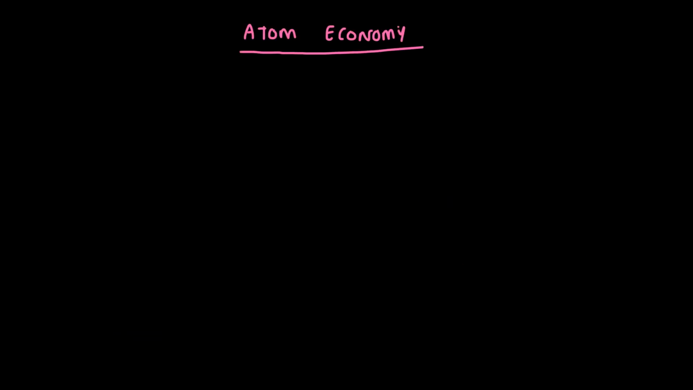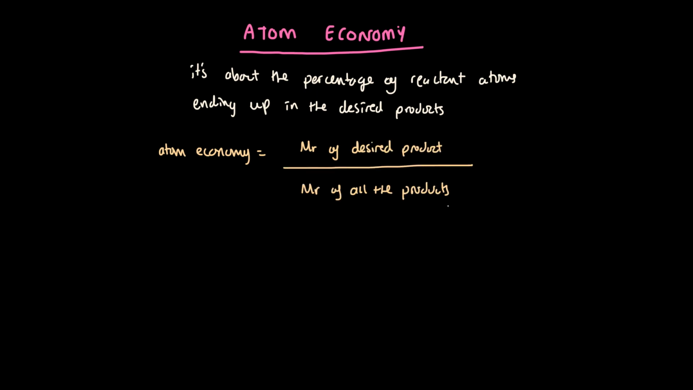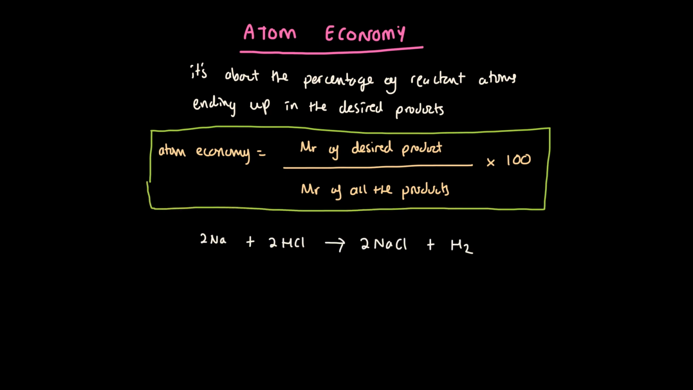Moving on to atom economy, which is about the percentage of the reactant atoms ending up in the desired product. To get that, we do the MR of the desired product divided by the MR of all the products, multiplied by 100. Here's an equation. NaCl is the desired product. So to get to atom economy, we do the MR of the desired product, divided by the MR of all the products, multiply by 100, and the answer is 98.3%.